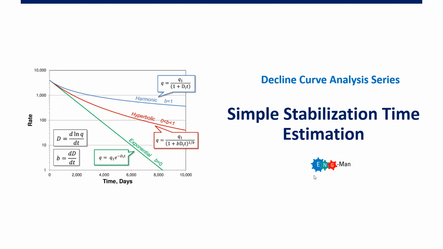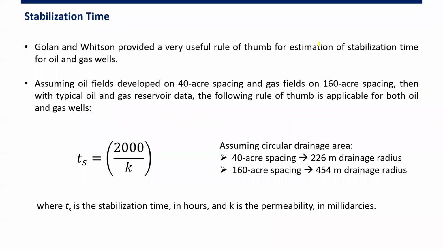So we will continue our decline curve analysis series, and today's topic is going to be brief. It's about simple estimation for stabilization time. First things first, we already know that to apply decline curve analysis for a producing well, the well needs to achieve stabilization first, or pseudo steady state condition. And we can estimate the time to reach the pseudo steady state condition using this parameter, stabilization time.